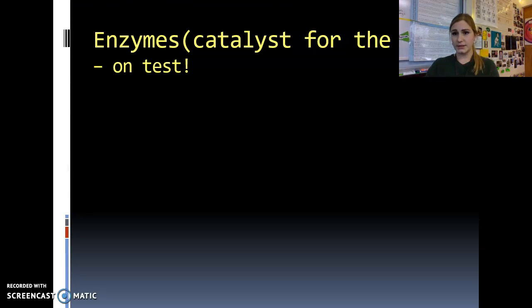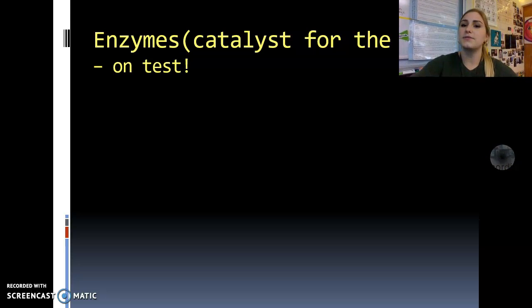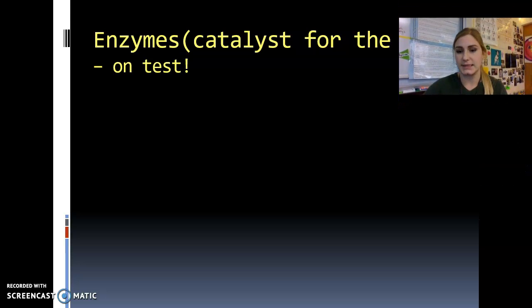So let's go back to the enzymes. Enzymes are known as a catalyst for the body. A catalyst will speed up the rate of a reaction, and enzymes are just molecules that speed up the rate of reactions in your body, and they happen to be proteins at the same time.